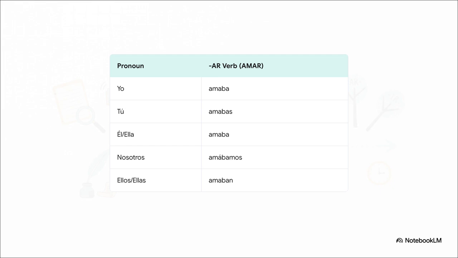Yo amaba, tú amabas, él amaba, nosotros amábamos, ustedes or ellos amaban. Just by adding that soft, flowing aba sound, you're letting your listener know, hey, this was an ongoing reality in the past. It wasn't a one-off event. It was a continuous state of loving.